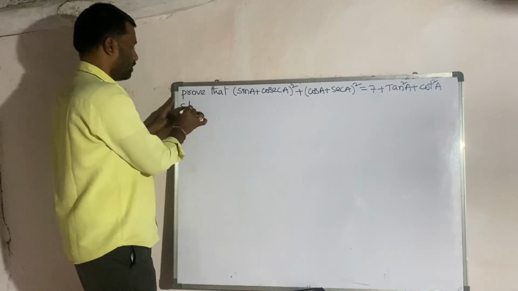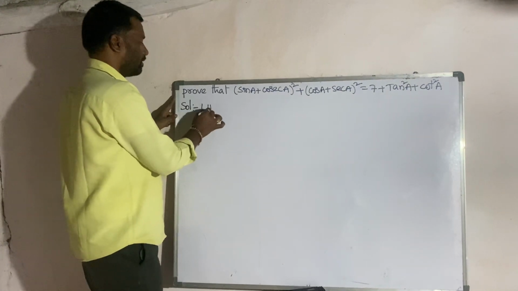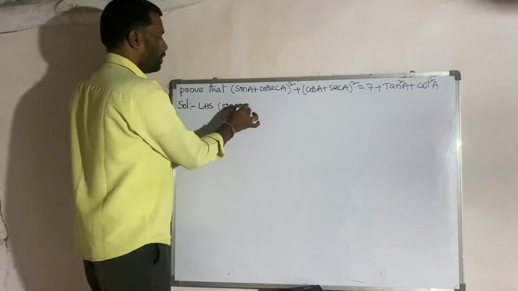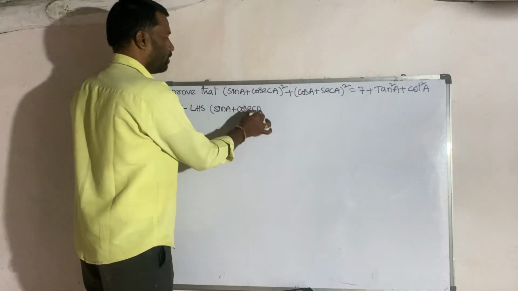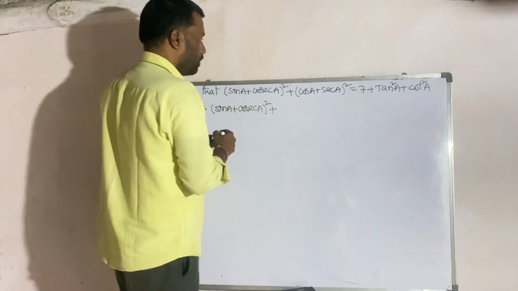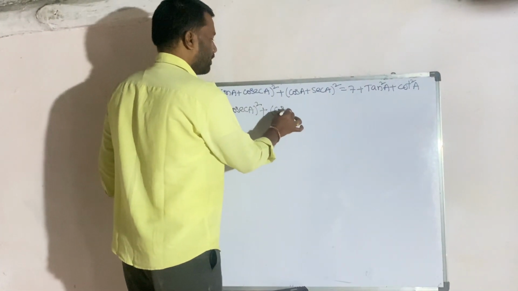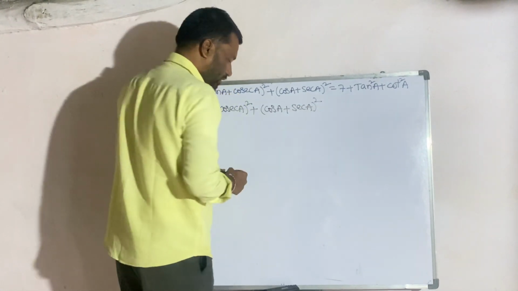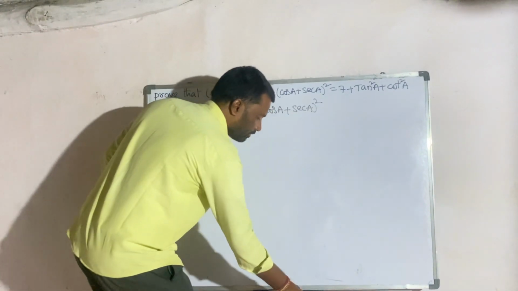Solution. I am taking LHS. What is LHS? (sin A + cosec A)² + (cos A + sec A)². By using this, I want to prove RHS.